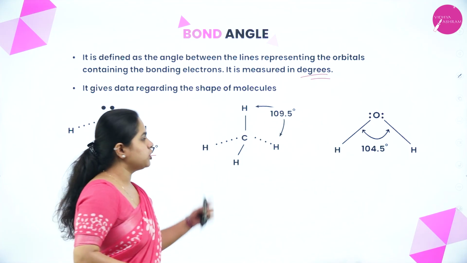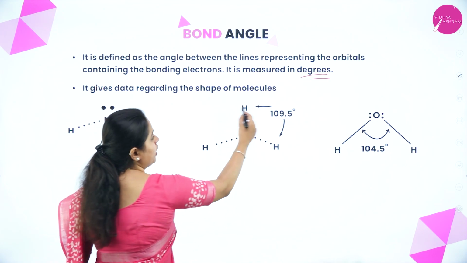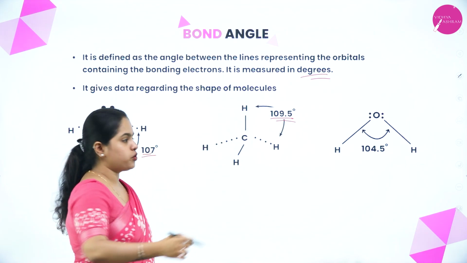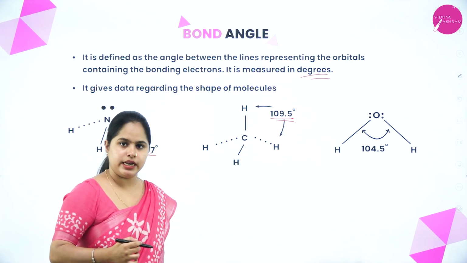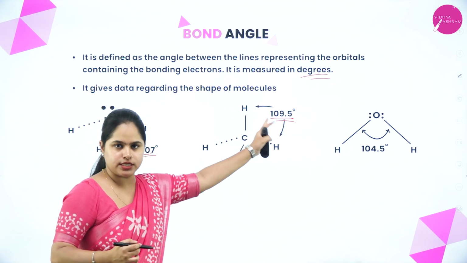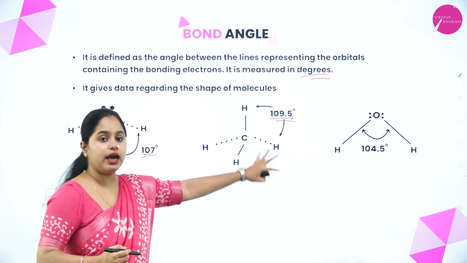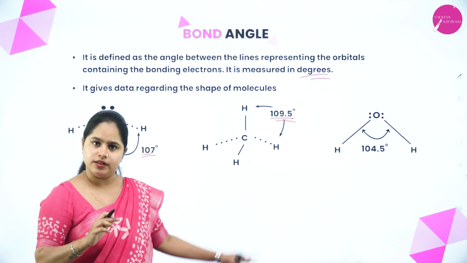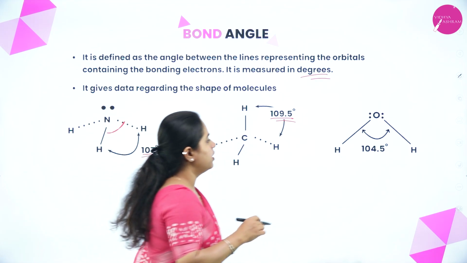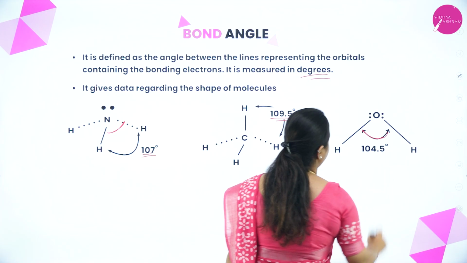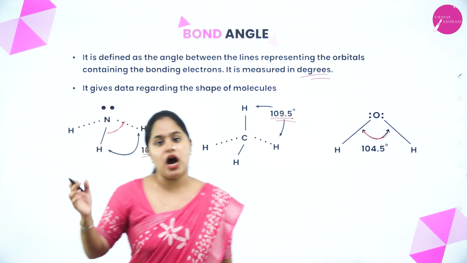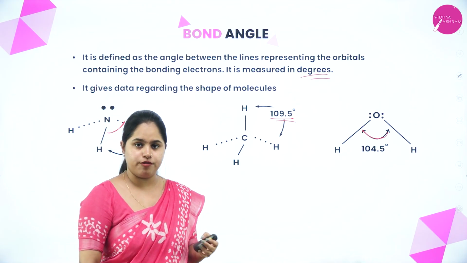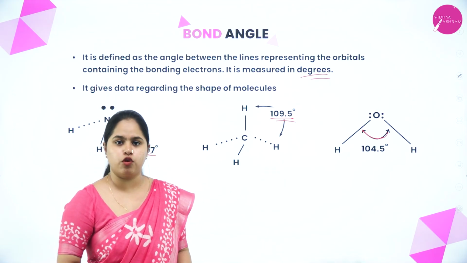Now coming to methane, CH4, the bond angle is 109.5 degree. It is the angle between the CH bonds, the CH and the CH bond, as you can see here. So the bond angle between the orbitals containing these electrons is given here, represented by these lines. Now in the case of water, it is 104.5 degree. So for ammonia, it is 107 degree, for methane, it is 109.5 degree, and for water, it is 104.5.